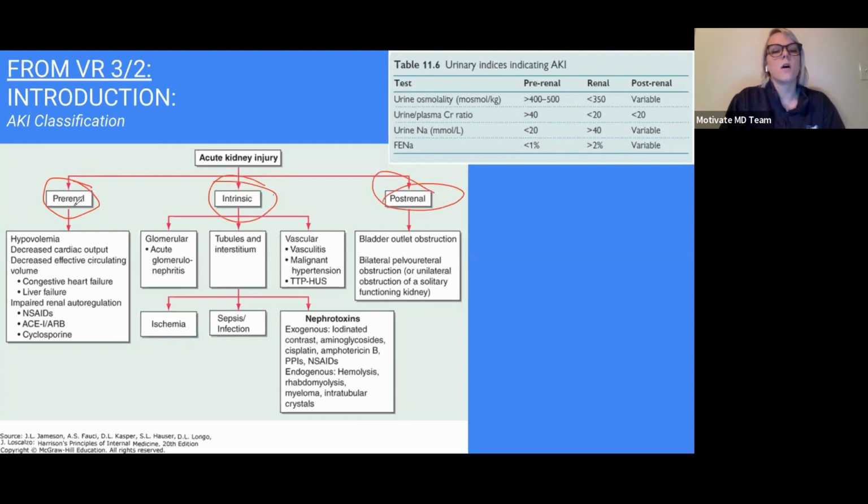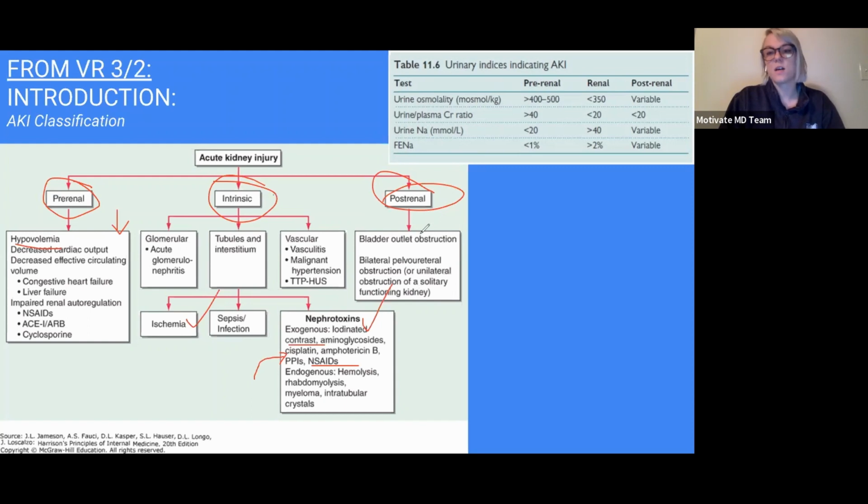Okay, so when we think pre-renal, remember we talked about hypovolemia and decreased volume. When we talked about intrinsic, we talked about things like ischemia and nephrotoxins, often kind of in the way of contrast, NSAIDs, and different like chemotherapy drugs like cisplatin. Then post-renal, that can be in the way of a bladder outlet obstruction.